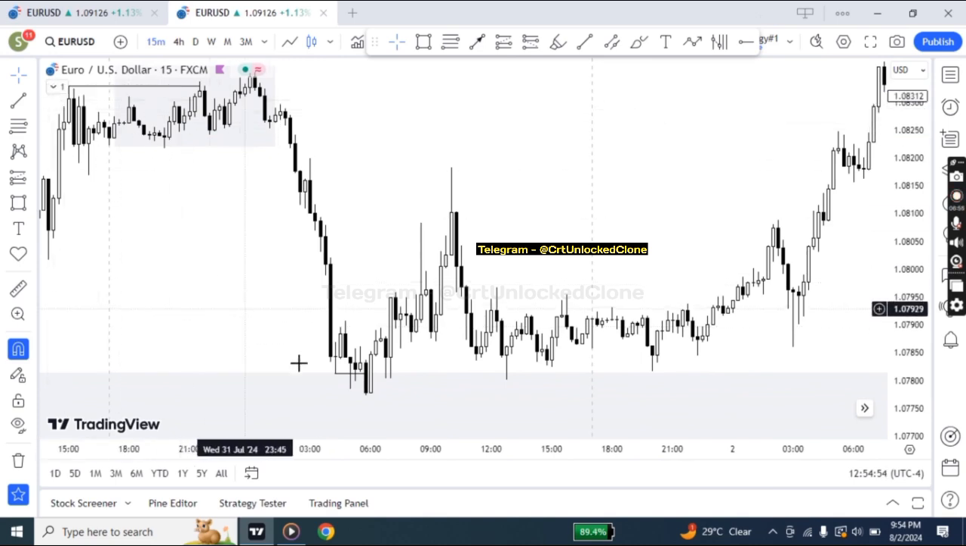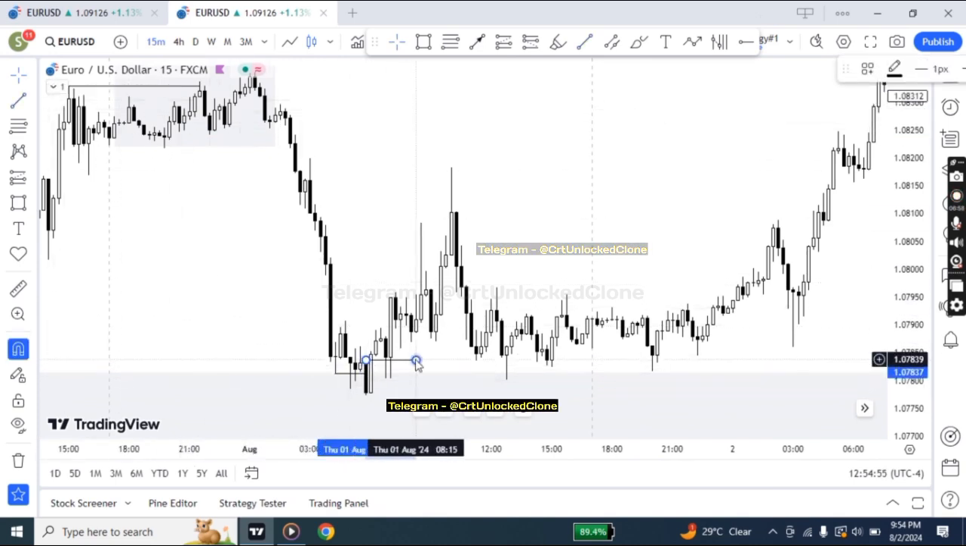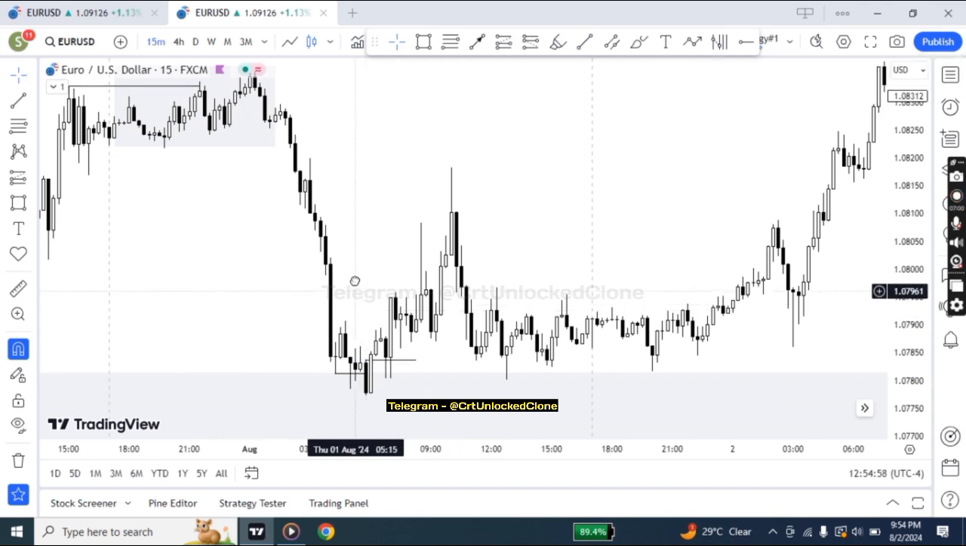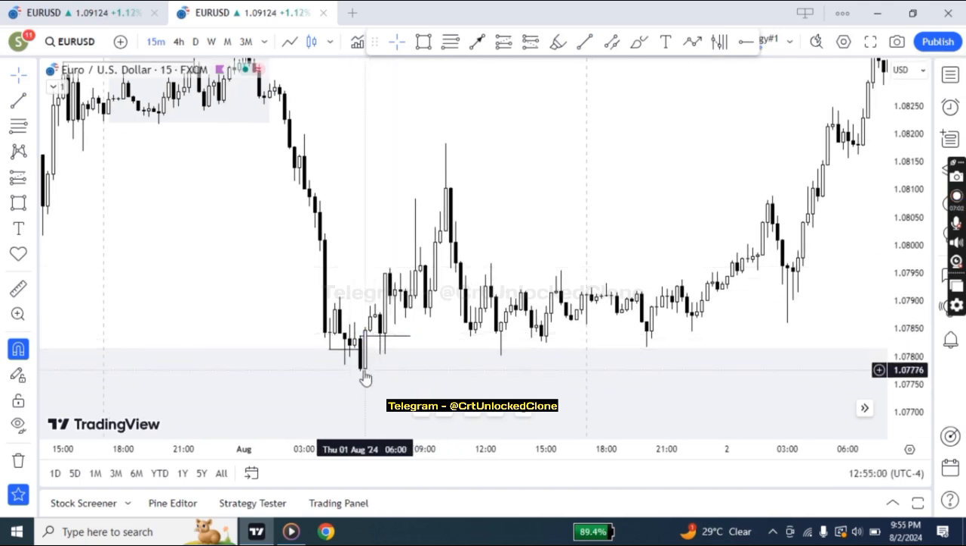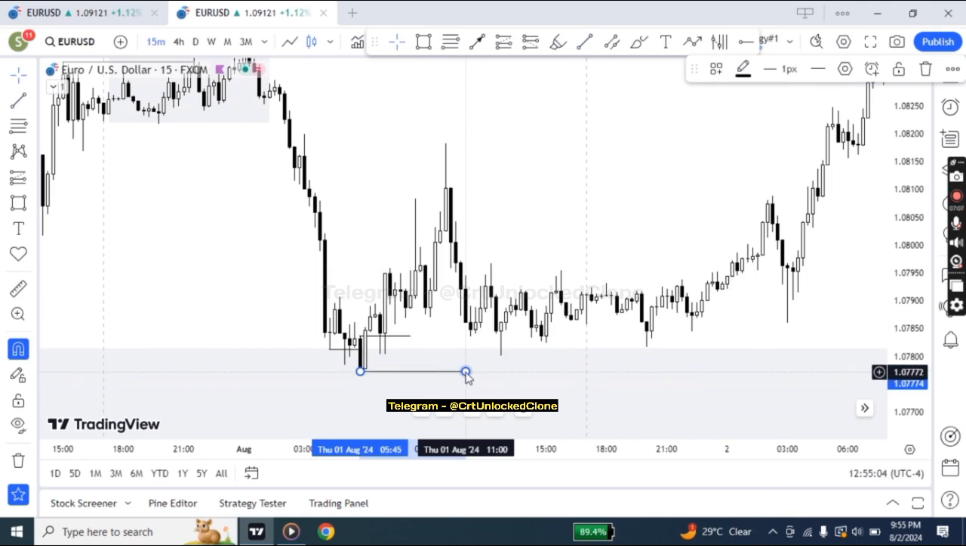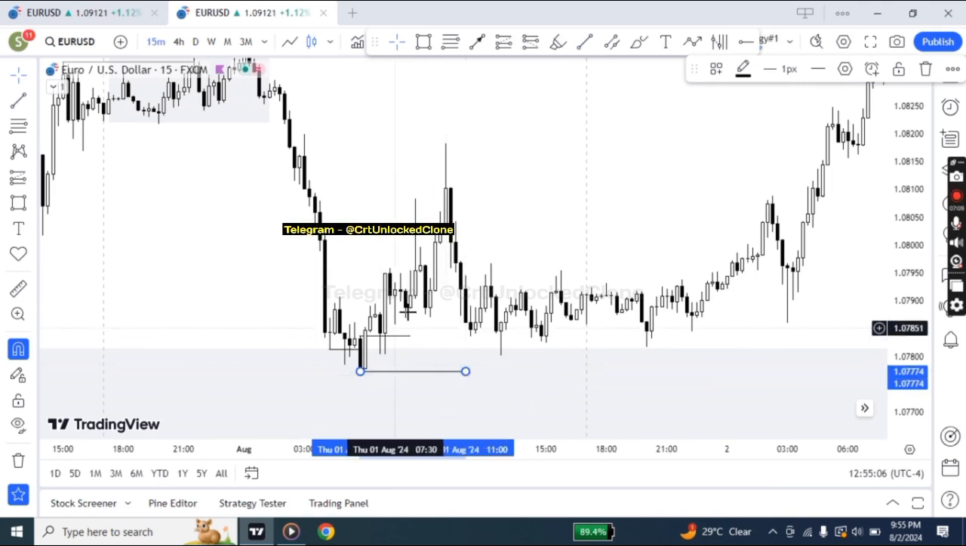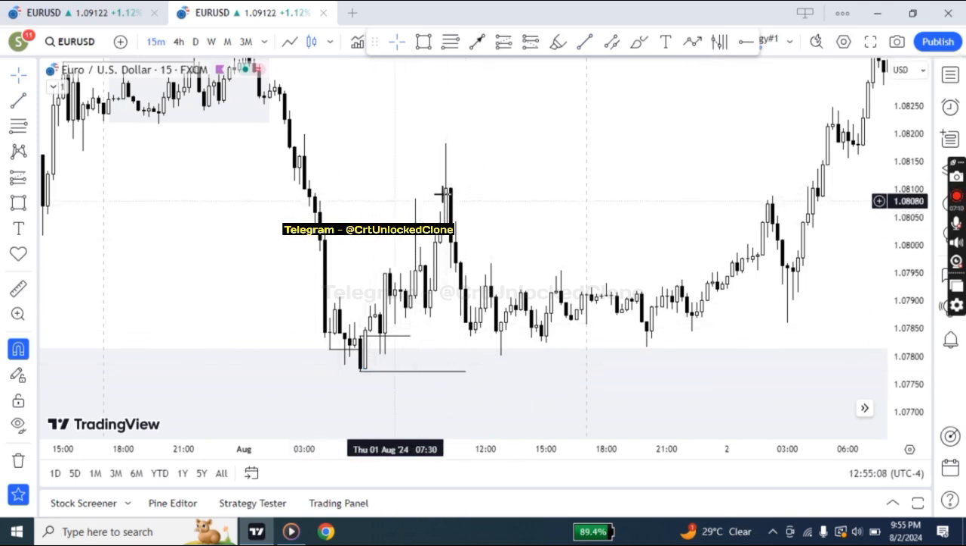I waited for a model 1 entry here, and as soon as we got this entry set up right here and we formed this new order block, I put my entry at the order block's open with my stop loss below the order block low, and I targeted the 50% of the CRT, right? This was the trade breakdown.